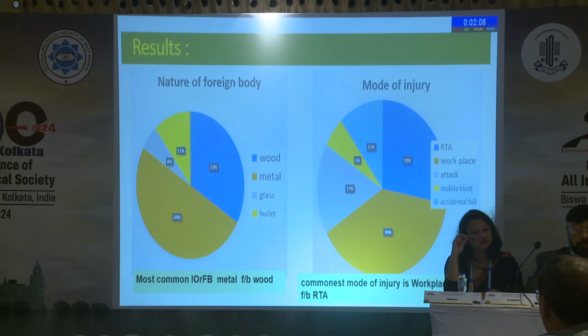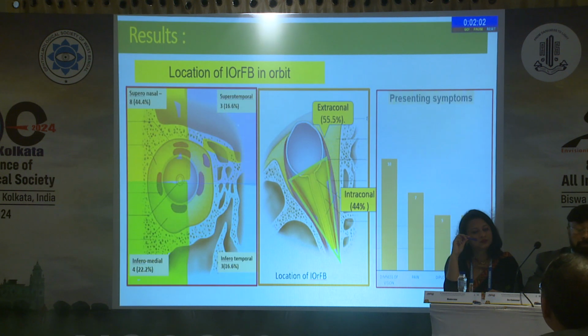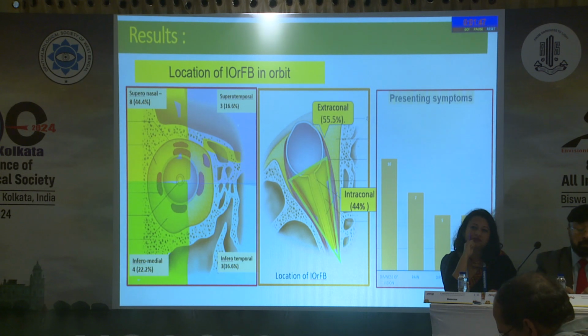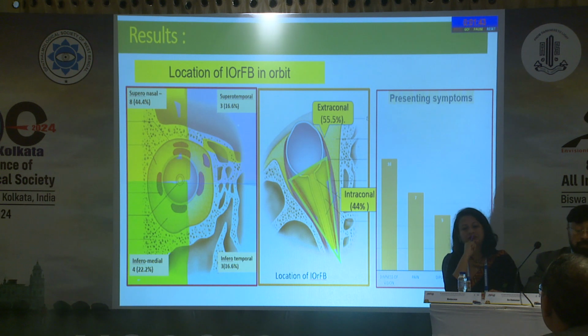And the mode of injury, the commonest mode of injury was workplace related injury followed by road traffic accident. Now come to the location of the foreign body. It is most common in superonasal location followed by inferomedial and superotemporal, next inferotemporal. 55% of the foreign bodies were extraconal and 44% were intraconal. And among the presenting symptoms, dimness of vision was the most common, followed by pain, diplopia and swelling.